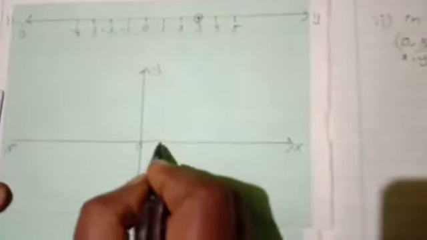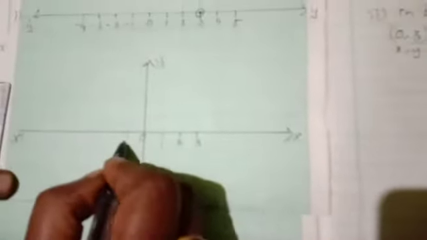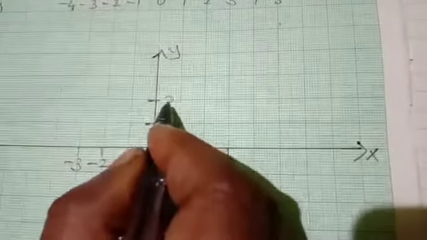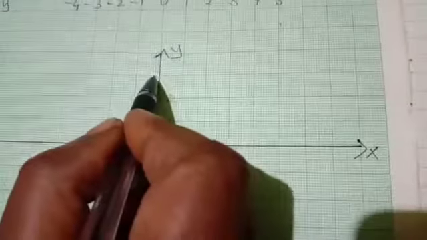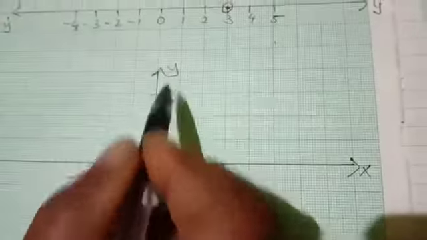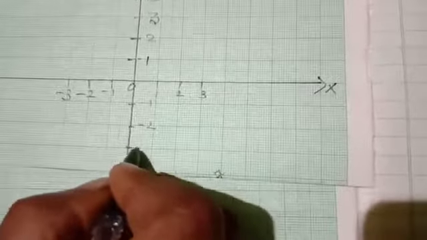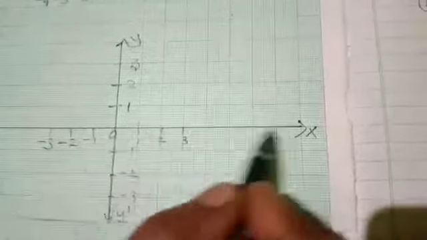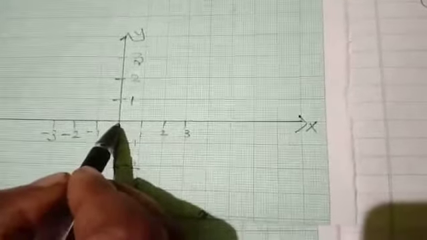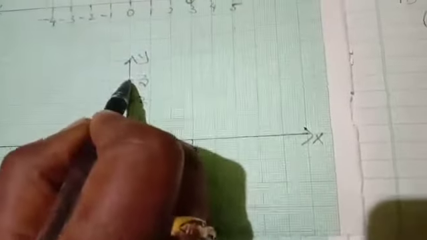Yes, 0, 1, 2, 3. Here it is minus 1, minus 2, minus 3. This is positive 1 for y, positive 2 for y, this is 3 for y. Here minus 1, minus 2 and minus 3. So 0, 3: the x value is 0 here, and the y value positive 3 is in this place.